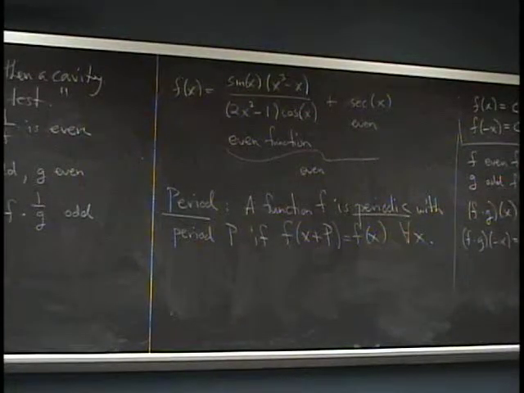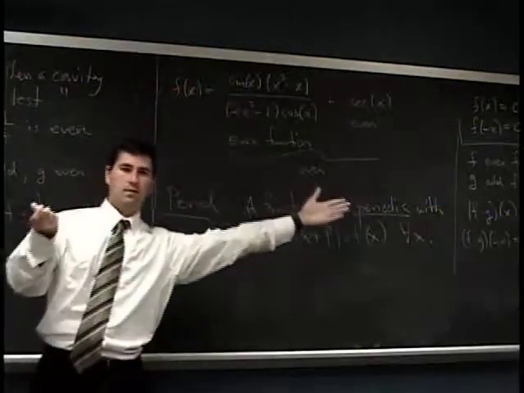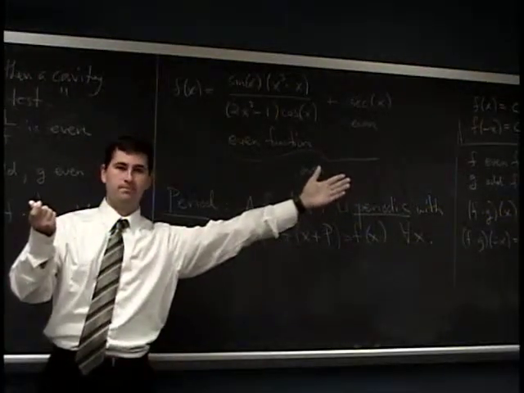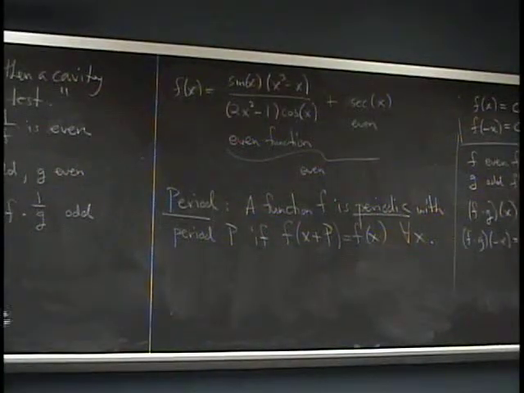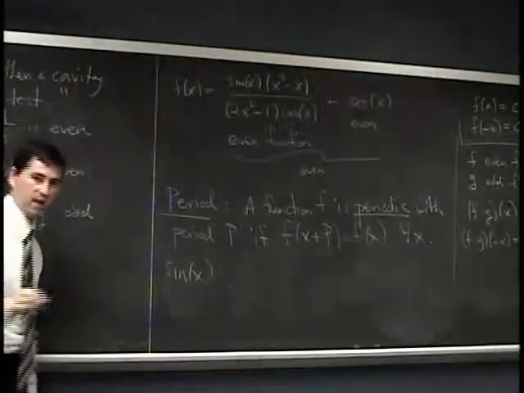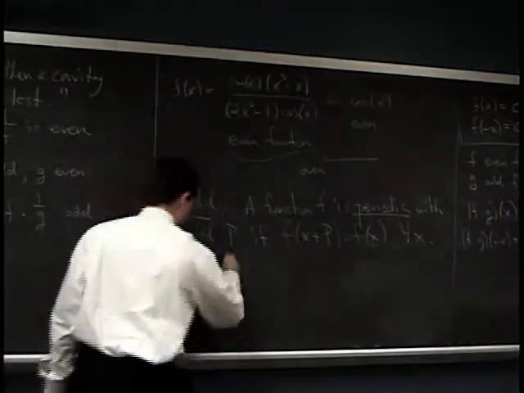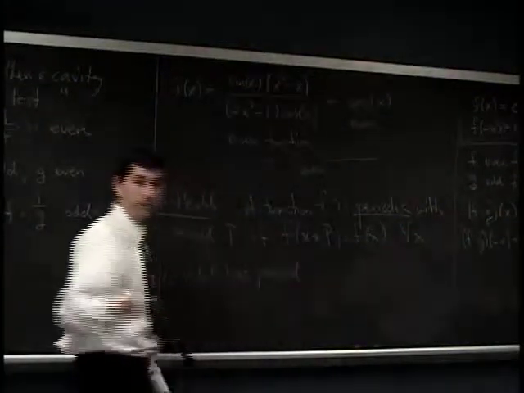It just says that if you know where the graph is now, then you're also going to know where it is p units later, because it's just going to repeat. And of course, the example that you all know is the function sine of x, which has period. All right, what's the period of sine?